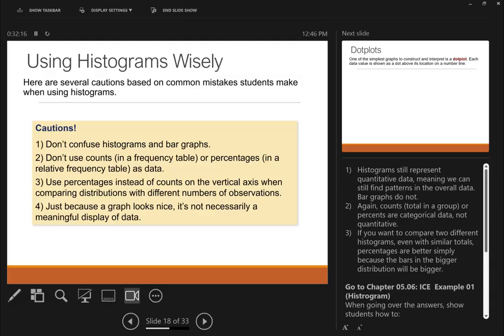And then just because the graph looks nice doesn't mean it's necessarily a meaningful display. It's not an art contest. Although neatness counts, it's not the defining factor of a well-done graph, even if it's pretty. If you didn't do a good job of putting it together, it doesn't really say a whole lot.